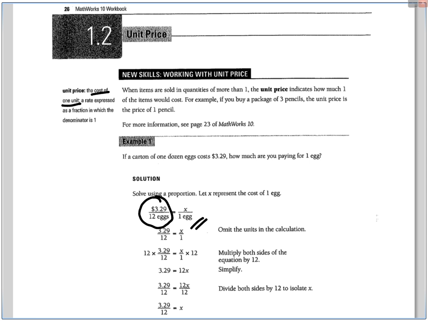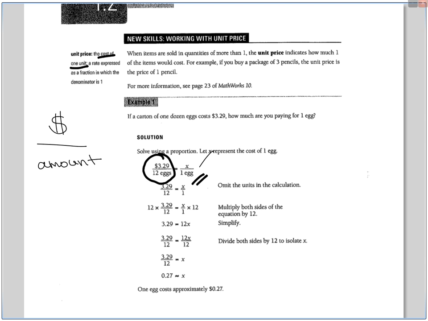Okay, so for determining the unit price, I just want on this page here, you can just jot in this formula. It's always going to be dollars divided by amount. This presentation here is extra work that you don't need to do. Okay, so let's do a quick example.